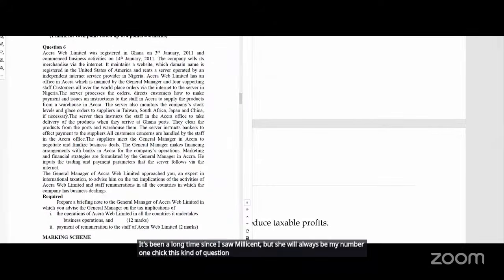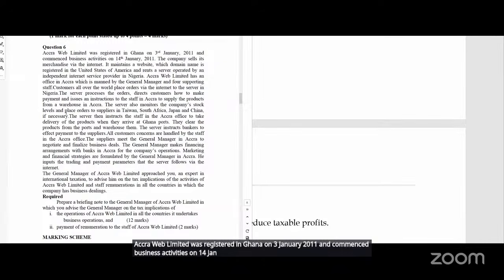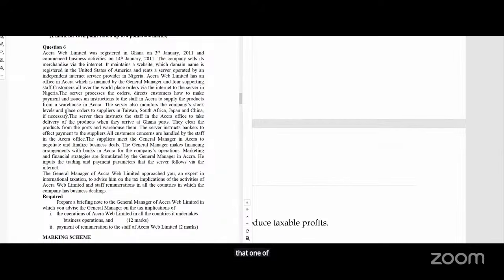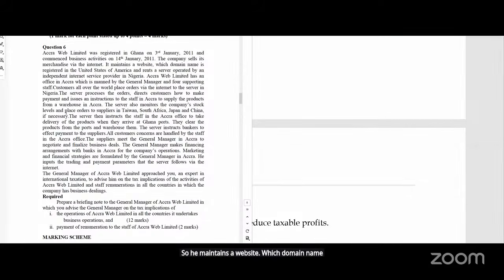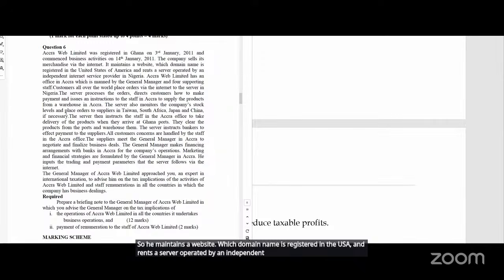All right. Accra Web Limited was registered in Ghana on 3rd January 2011 and commenced business activities on 14 January 2011. The company sells its merchandise via the internet. So immediately you see internet, you remember what? That one of the options they can ask you is what? The tax challenges of the digital economy. It maintains a website whose domain name is registered in the USA and rents a server operated by an independent service provider in Nigeria.